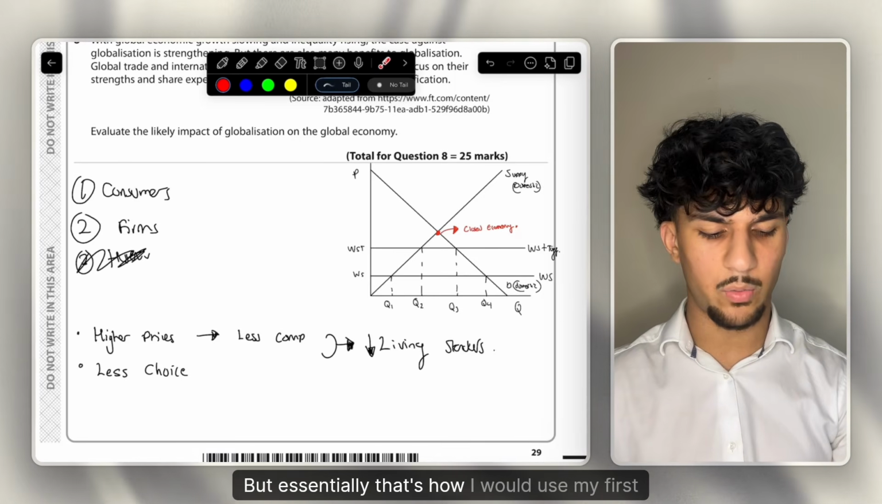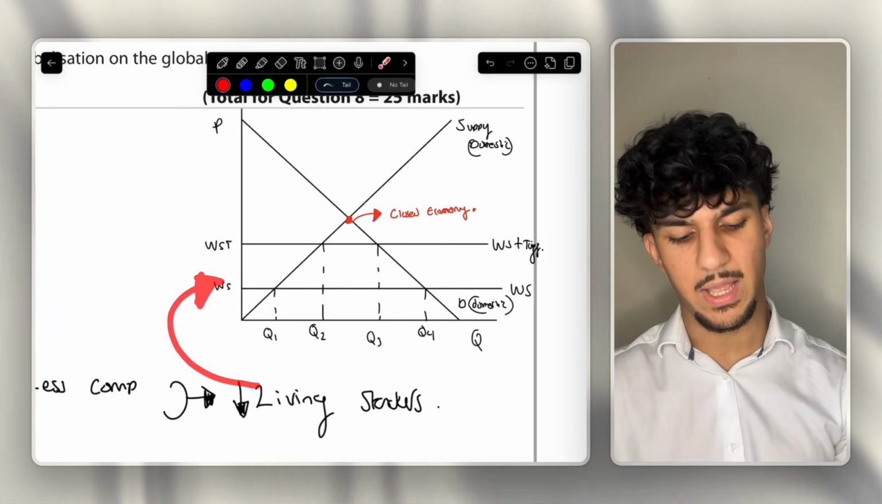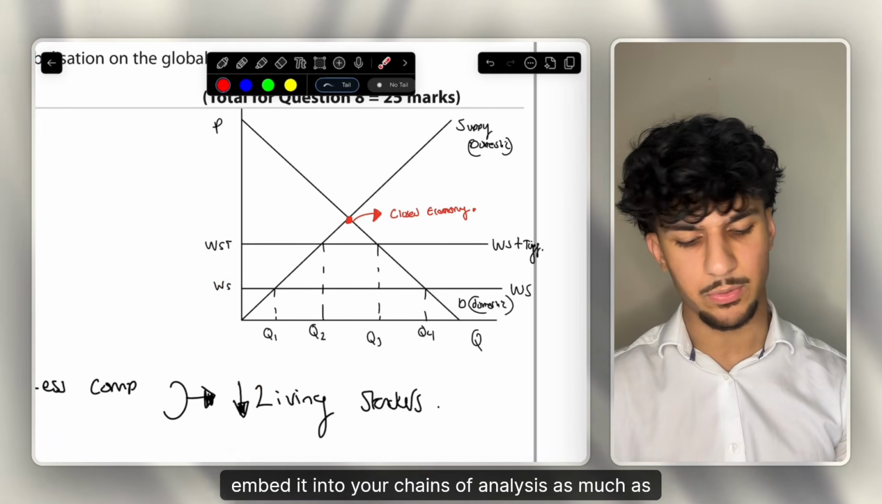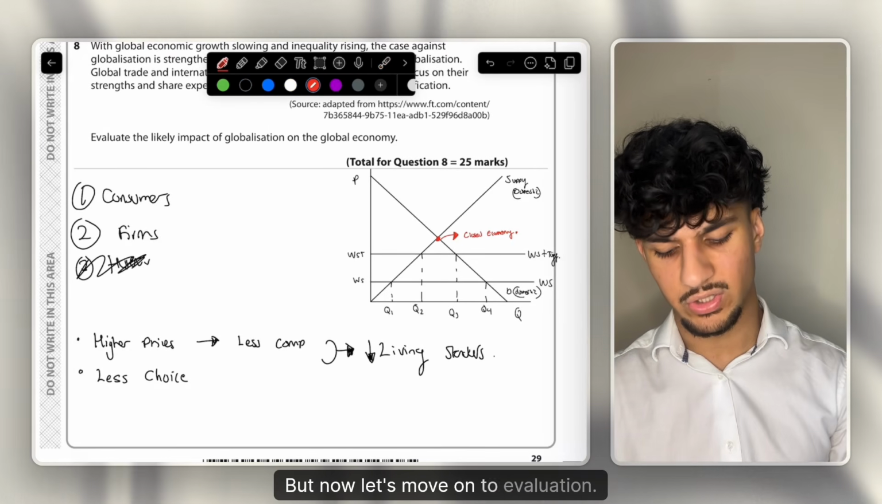But essentially, that's how I would write my first paragraph. Make sure you remember to use your diagram as much as possible, embed it into your chains of analysis, and always be step by step with the chain of analysis. But now let's move on to evaluation.